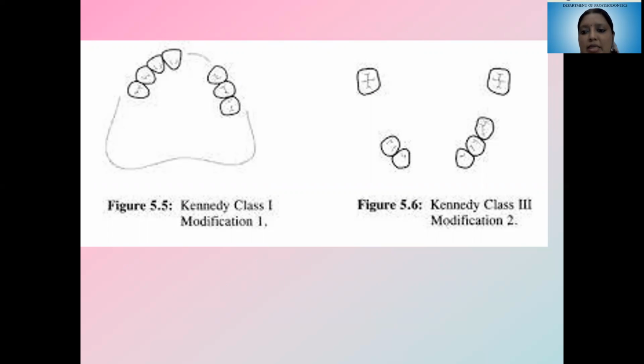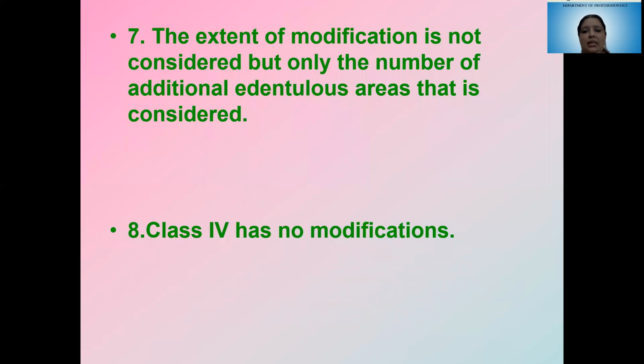We only know that there is one class 3, and apart from that, 2 other edentulous areas are there. So this will be called Kennedy's class 3 modification 2. Now, the 8th rule says that class 4 has got no modifications. It's a very simple reason.